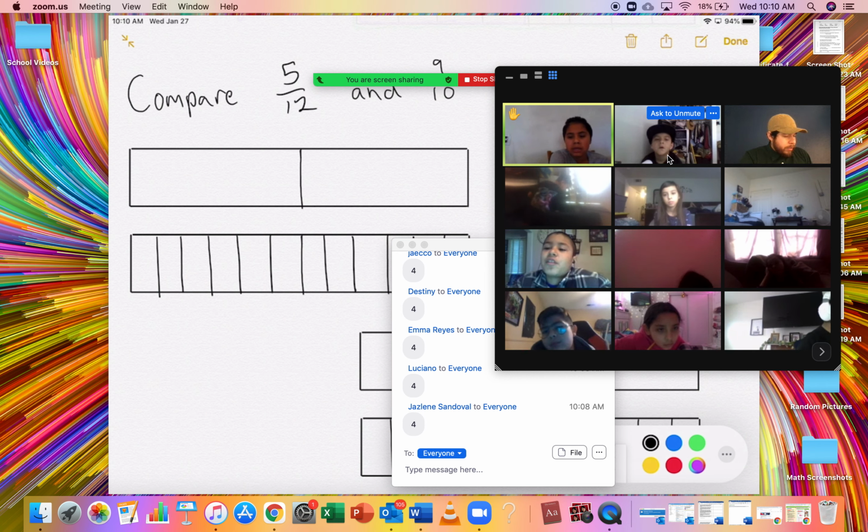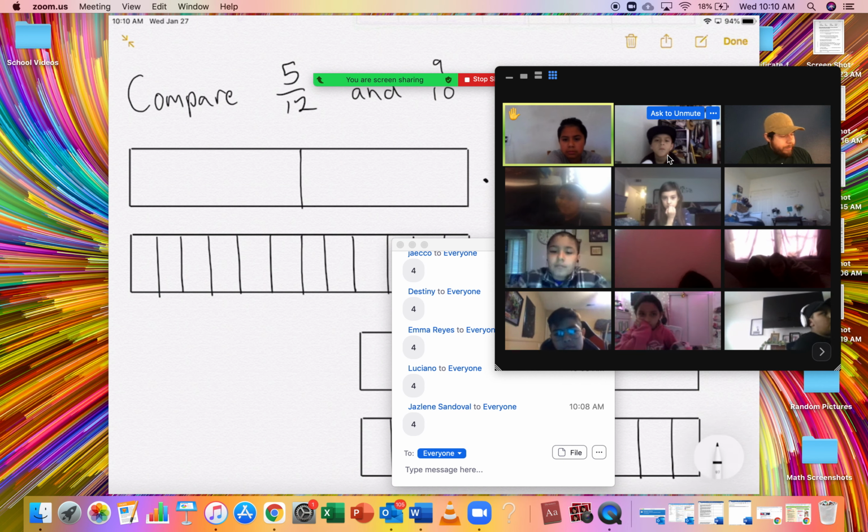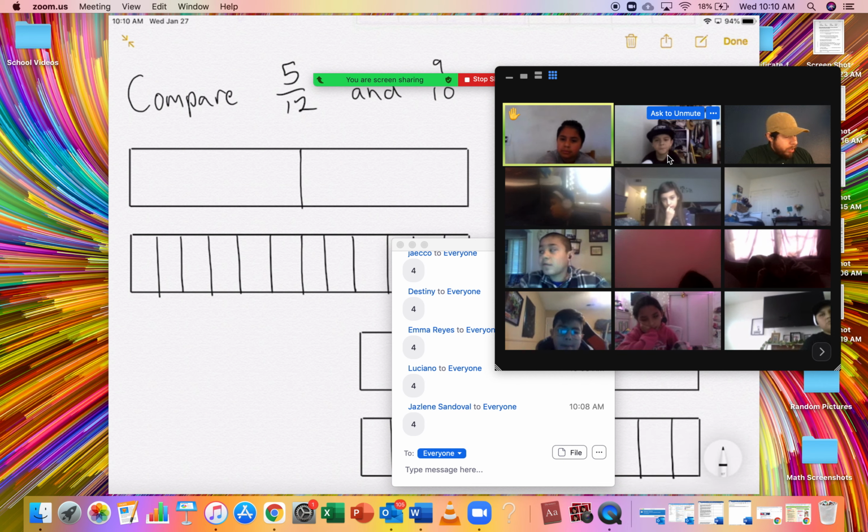Which fraction would you like to start with to count? Top or bottom? The first one. Okay, this one or this one? Second. Okay, so we're going to start here. Let's count them together, everybody.